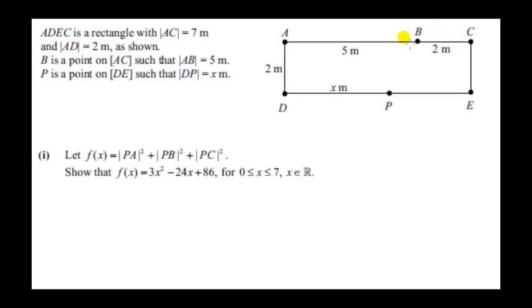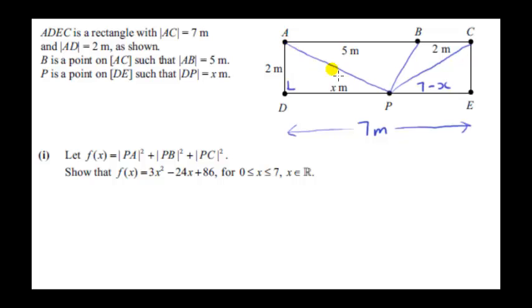ADEC is a rectangle with AC equal to 7 meters. AD is 2 meters. B is a point on AC such that AB is 5 meters. P is a point on DE such that DP is x meters. By the way, that tells us that the distance of P to E is 7 minus x. The total distance DE is 7. f of x is PA squared plus PB squared plus PC squared, and we have to work out what f of x is.